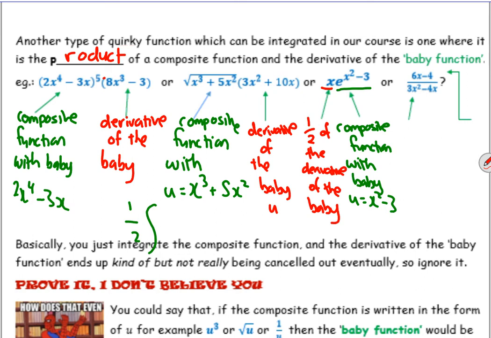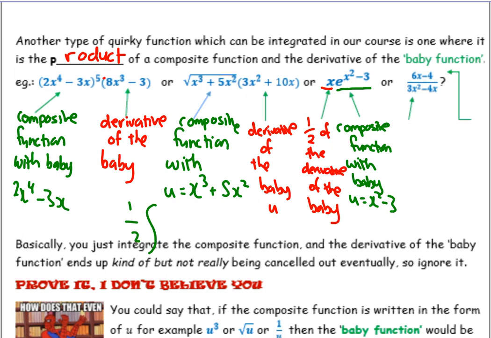So this one's an interesting one. It's a bit like that one on the previous page where we had 7 over u, so we did 7 times the integral of 1 over u. So that's what this one that I just did now. It's one of those confusing ones that can still be done.